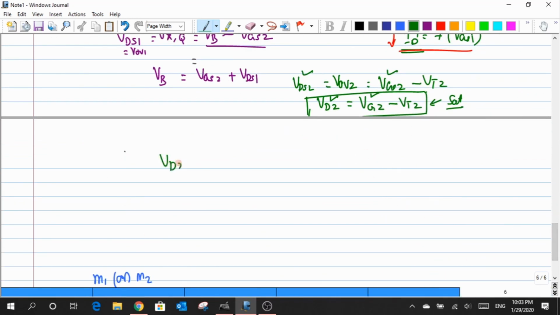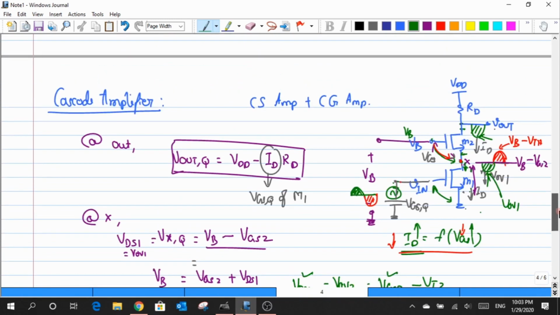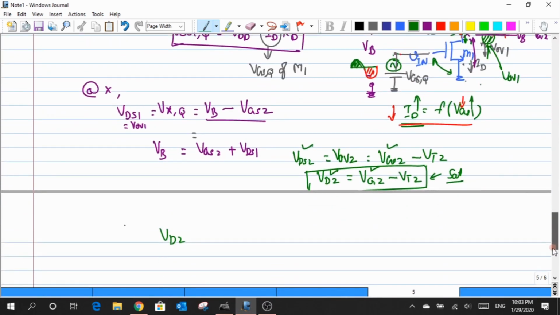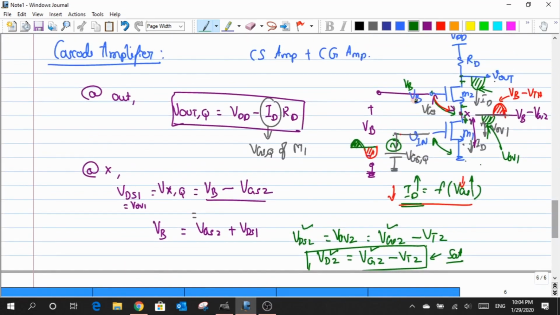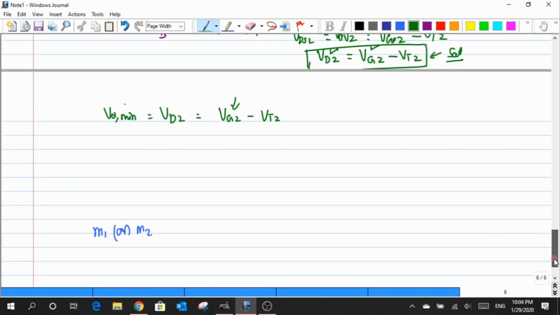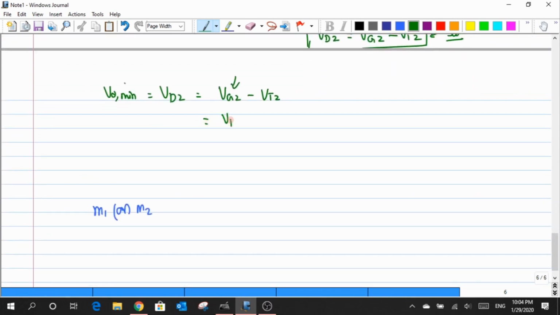I'll rewrite this expression: my VD2 is nothing but my Vout. Whenever I'm swinging down, how far it can step down is our question, and this is my Vout minimum. So VD2 can have a minimum value defined by VG2 minus VT2. Now what is connected to our VG2? It is nothing but my VB potential, so I'll rewrite this in terms of VB.